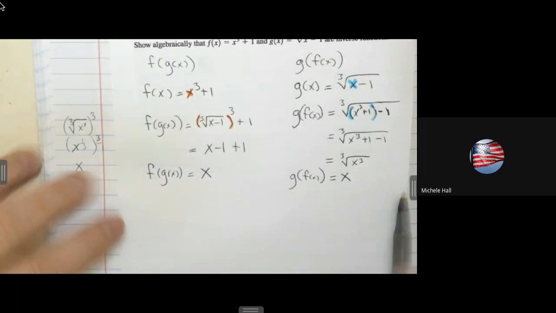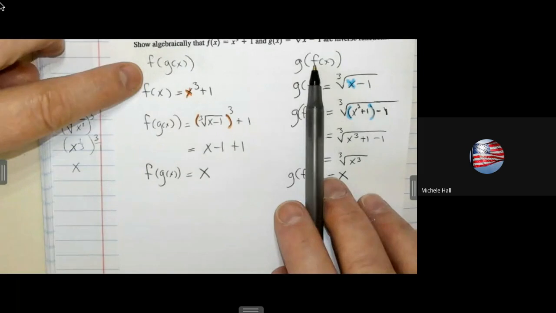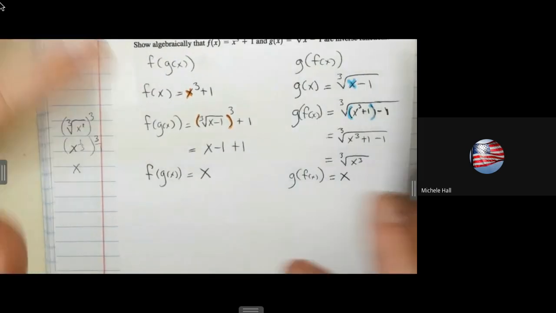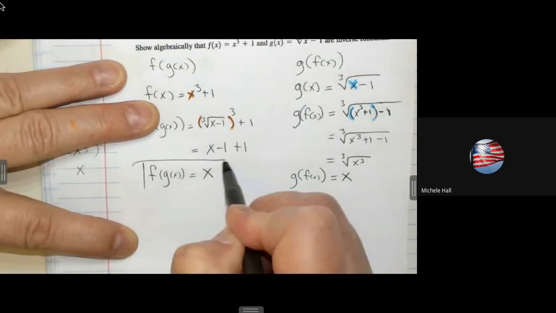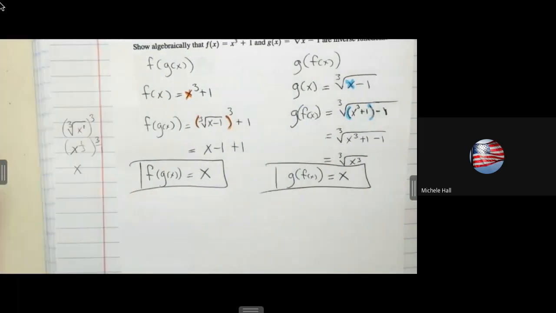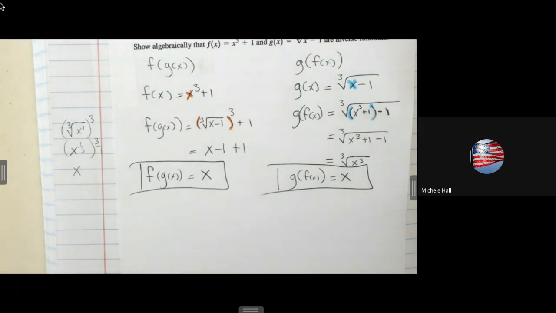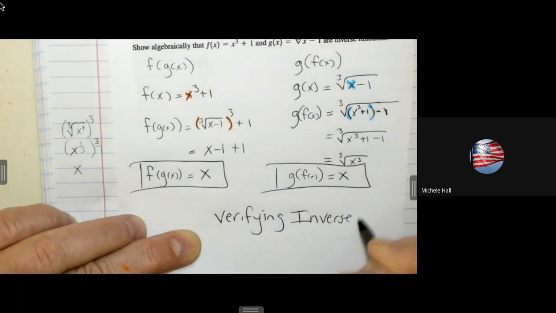Yes, so you're doing compositions, which we've already done in this chapter. They're working up to it, right? Now we're actually using compositions. Okay, this tells you right here, this is how you verify. You're going to have two of them. That's how you verify. Verifying inverses.